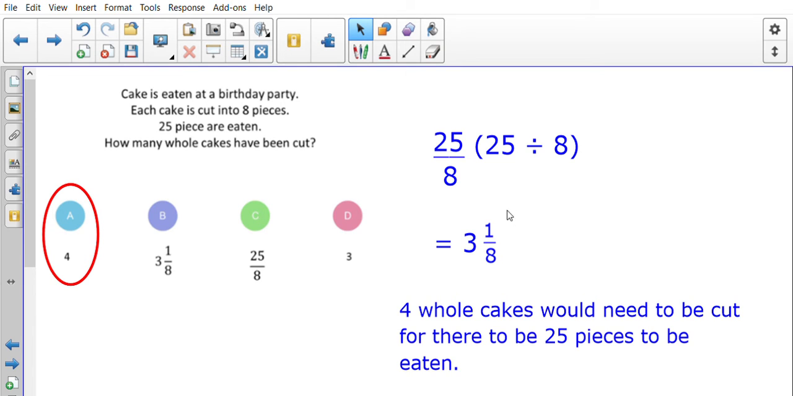For this 1/8 to have been eaten, that would have had to have been part of another whole cake. Therefore, 4 whole cakes would need to have been cut in order for 25 people to be able to eat a cake. Okay, because you couldn't go into a shop and ask for 1/8 of a cake. Of course, you would have to buy 1 whole cake. Okay, so that's why the answer was A.